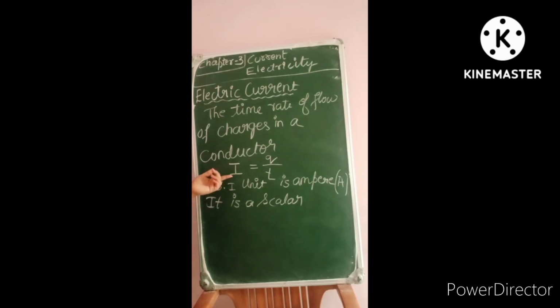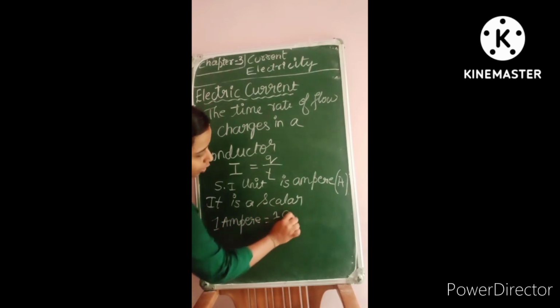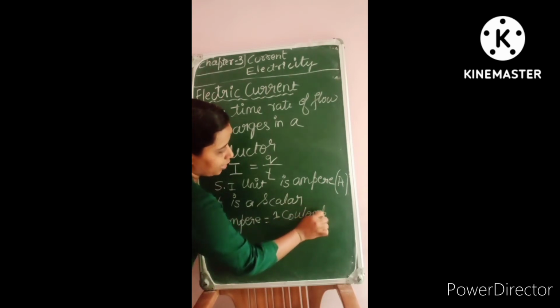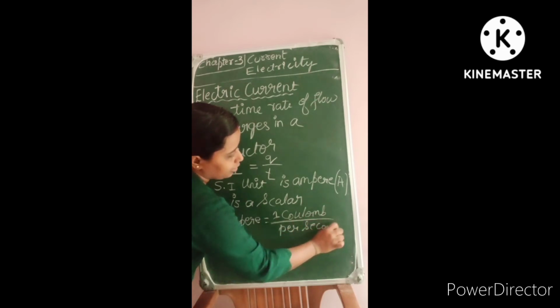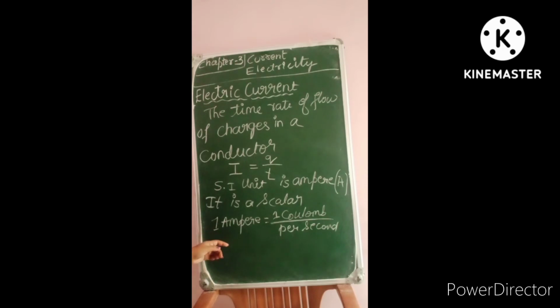The current through a conductor is said to be 1 ampere if 1 coulomb of charge flows per second through a conductor. In examination you will be asked to define 1 ampere, or whether current is a scalar or a vector quantity. What is the SI unit of electric current? How do you define electric current? What is the mathematical form of electric current? This is how you will be asked to write.